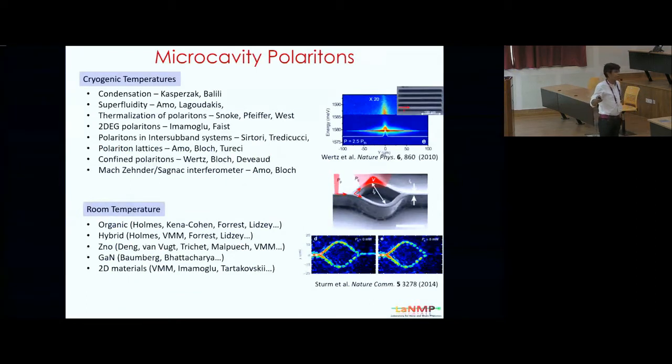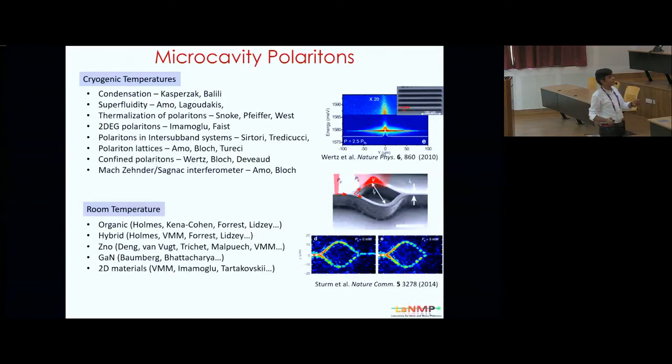So condensation, superfluidity, thermalization of polaritons, very recently 2-deg polaritons, where they've combined a 2-deg in gallium arsenide in one case, in both cases realizing polaritons, intersubband transitions, polariton lattices, we heard a lot about it yesterday from Jacqueline, and confined polaritons also from Jacqueline's group, and then most recently some Mach-Zehnder and Sagnac interferometers. So a lot of beautiful work coming out of the standard III-V semiconductor materials, with the caveat that all of that is happening at cryogenic temperatures.